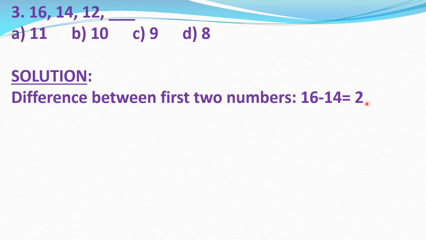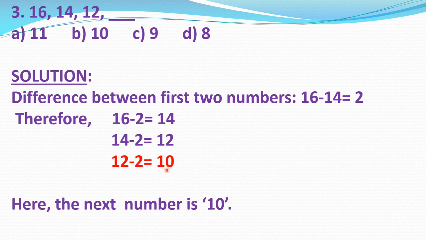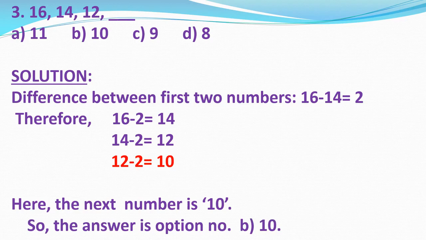So when we subtracted 2 from 16, we get 14. So 16 minus 2 is equal to 14, and 14 minus 2 is equal to 12. And to find this number, we need to subtract 2 from 12. So 12 minus 2 is equal to 10. So our next number is 10, and it is in option B. So option B is correct, 10.